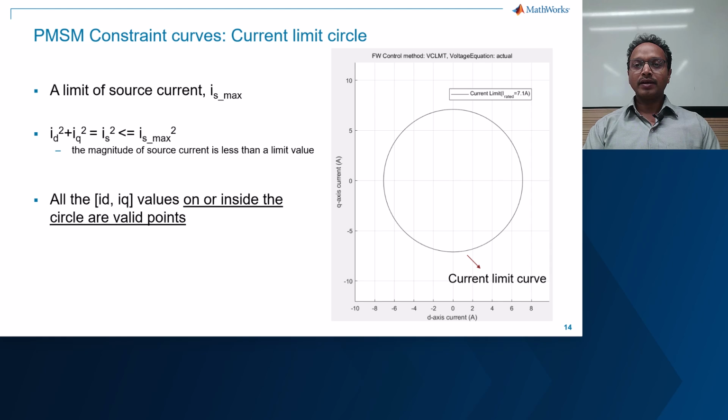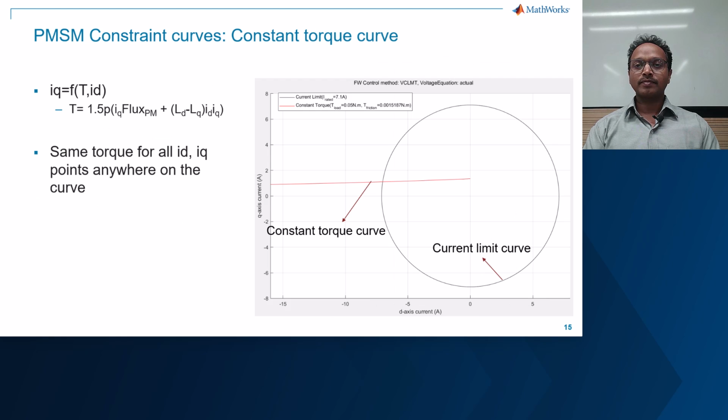Let's begin with the constraint curves one by one, starting with the current limit circle. This is a simple curve, a circle representing the limit of current from the source, drawn on the DQ plane of reference, which is a rotating frame of reference. Operating current points given by ID and IQ lying inside or on the current limit circle represent valid points, meaning that the points satisfy the current constraint.